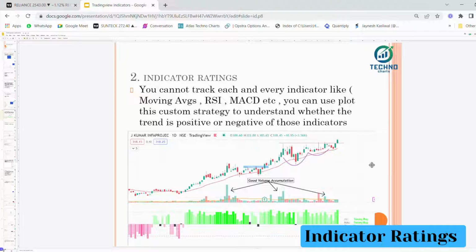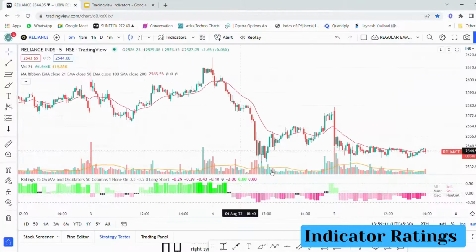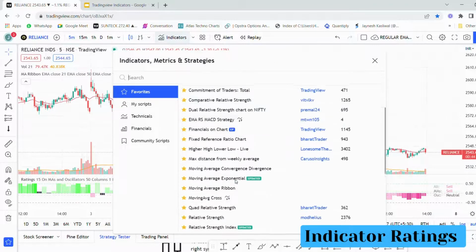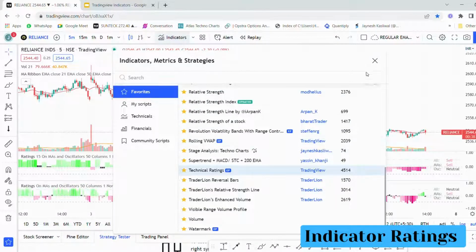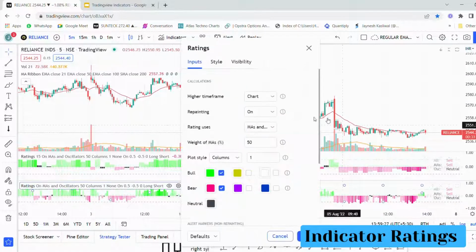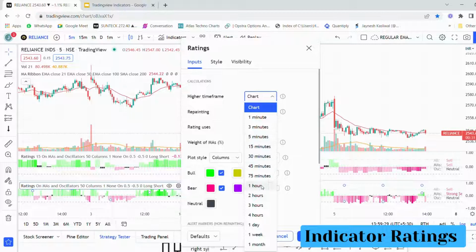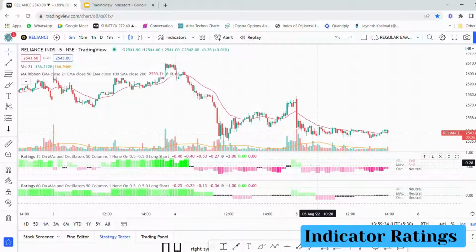It has a combination of all the indicators you can imagine, like moving average, RSI, MACD, and I can use multi-time frame analysis also using the same indicator. Let's say I add one more indicator by adding technical ratings. So here I have added two indicators. One is on 15-minute, and I will change the settings of the other from 15 minutes to 1 hour. So here it shows me the trend on 15-minute versus the trend on 1 hour, right?